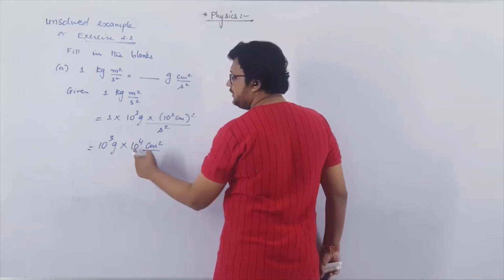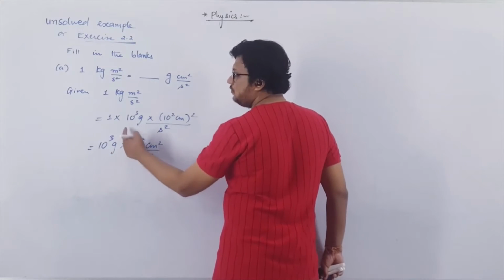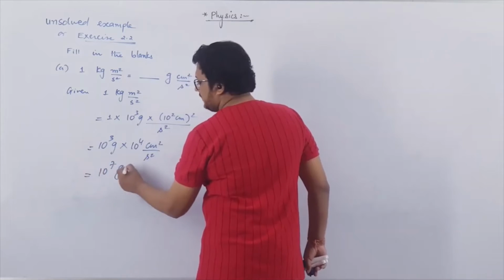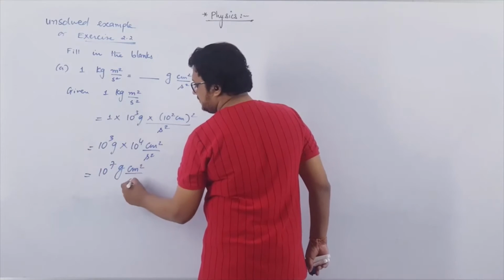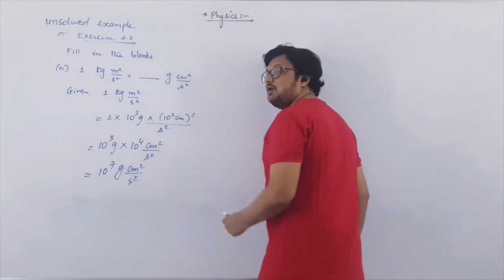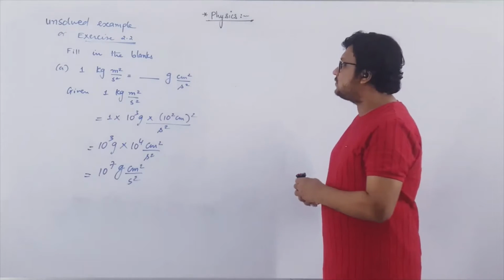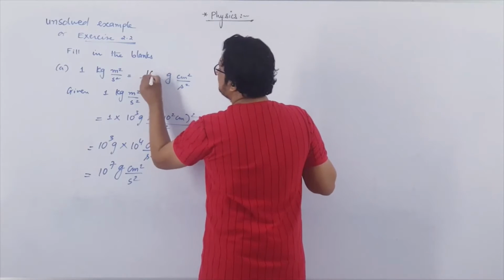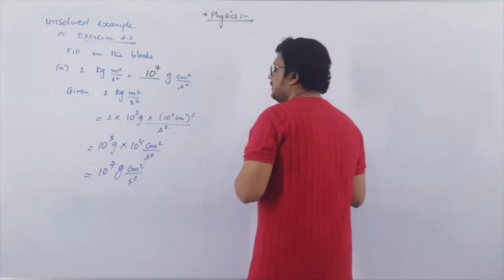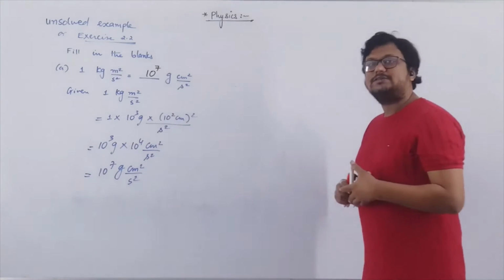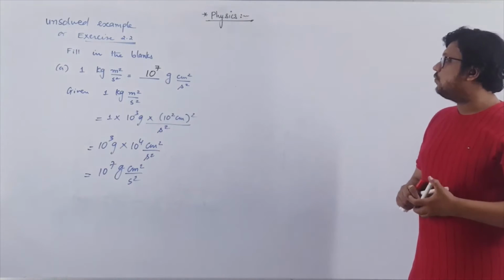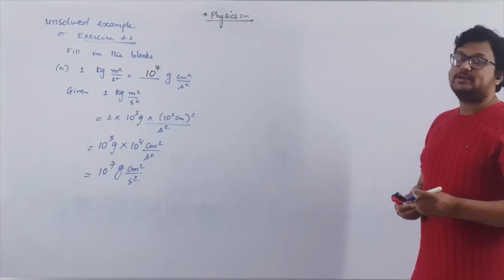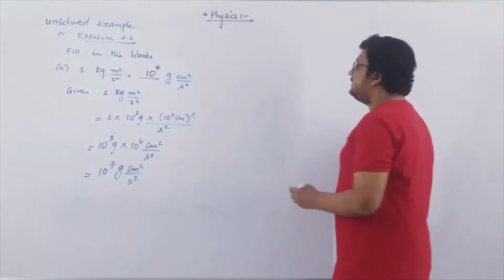Now 10 raised to 3 into 10 raised to 4. If bases are same, you will add power. So this will be equal to 10 raised to 3 plus 4 is 7 gram centimeter square per second square. So you can say that 1 kg meter square per second square will be equal to 10 raised to 7 gram centimeter square per second square. So this is how we can convert 1 kg meter square per second square into gram centimeter square per second square. Now the second one is an interesting one.